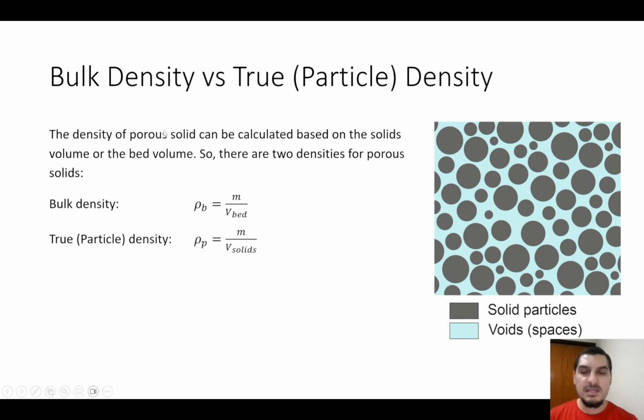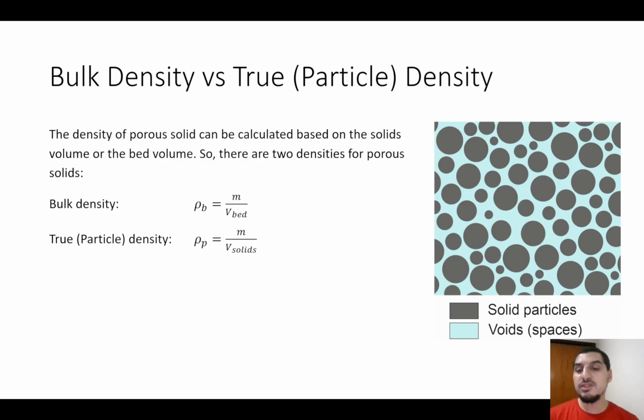That's why the mass that we have here, theoretically speaking, should be the mass of the particles and the air, but the mass of the air in between is very negligible. So we take the mass in both cases to be the same. So the mass of the particles here is the same as the mass of particles here. So we have the same mass, but different volumes, which is the volume of the bed and the volume of the solids in case of particle density.